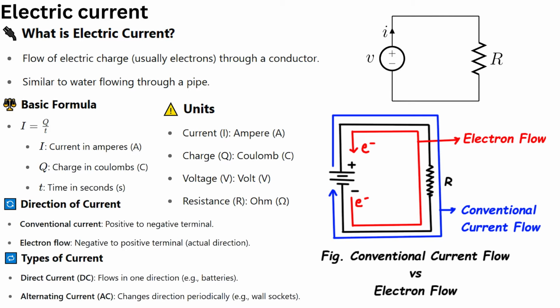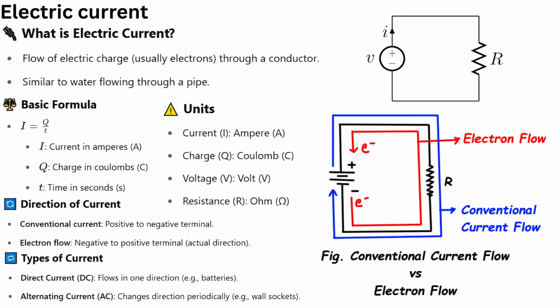Q stands for the amount of charge itself, which is measured in a unit called coulombs, abbreviated C. 1 coulomb is a very large number of electrons, about 6.24 quintillion of them. And finally, T represents the time over which we measure this flow, which must be in seconds for the formula to work correctly. So, the formula is telling us that the current in amperes is equal to how many coulombs of charge pass a point in 1 second.